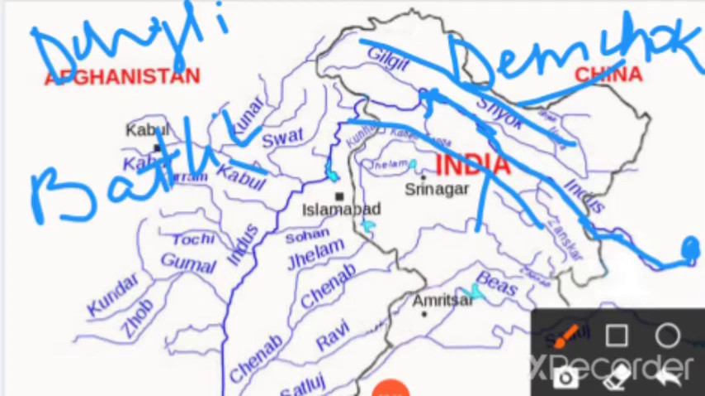And near Skardu, it is joined by the Siok at an elevation of 2700 meters. Then after, the Indus River enters into the Baltistan region. This is the Baltistan region from where the Indus enters into Baltistan, and the city from where Indus enters into Baltistan is known as Skardu.